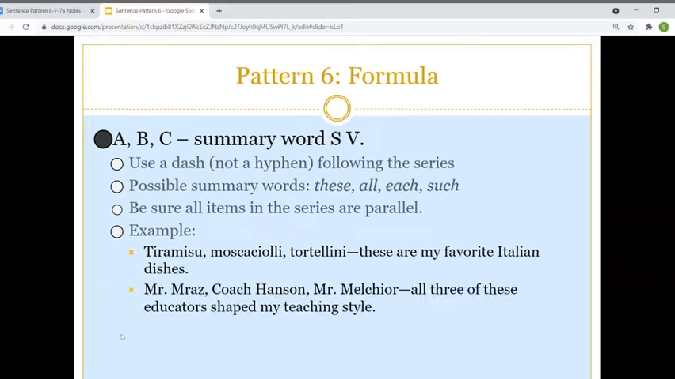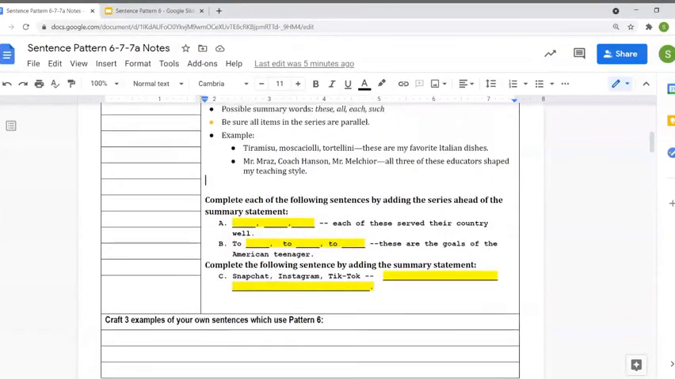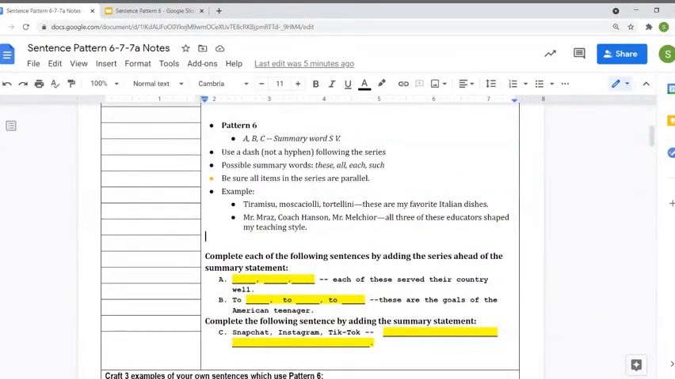If we go back to your actual practice here, once you finish the notes and pause and replay if you need to, you have just 2 activities today. One is to go ahead and fill in blanks on sentences. The first 2, A and B, you're adding the items to the series. Notice in B, it's a 2. And these are going to be verbs, by the way, so they're infinitives, but the 2 is in there in order to keep it parallel.